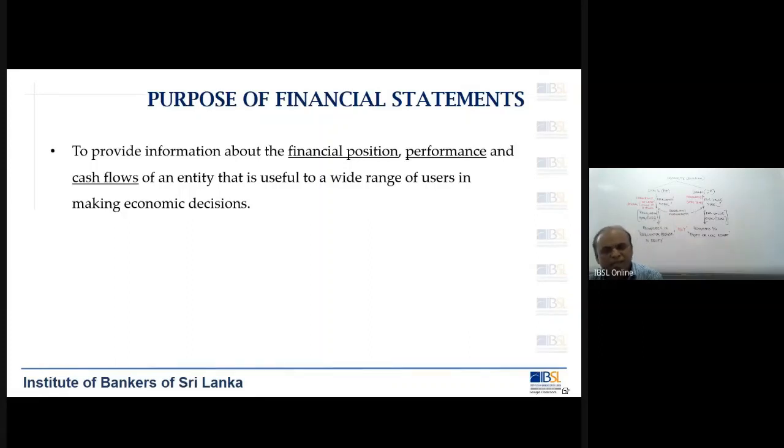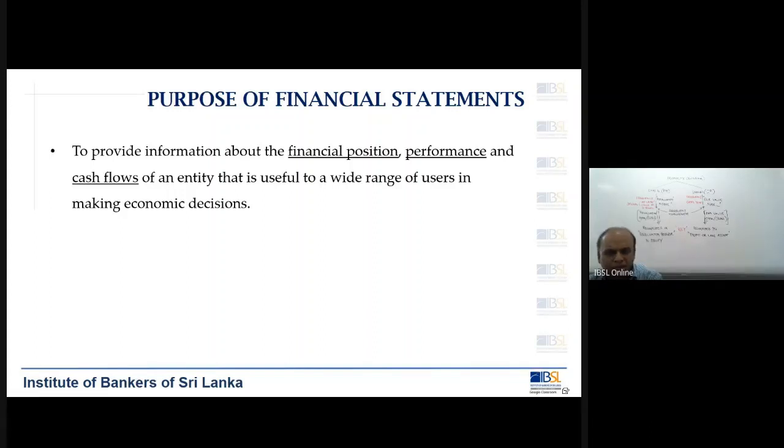Then secondly, the performance. Now when we go and say a company has done well, they have performed very well, when do we say that? When the company makes good profits. So performance means actually the profitability of the company, how well they have done in terms of profitability.